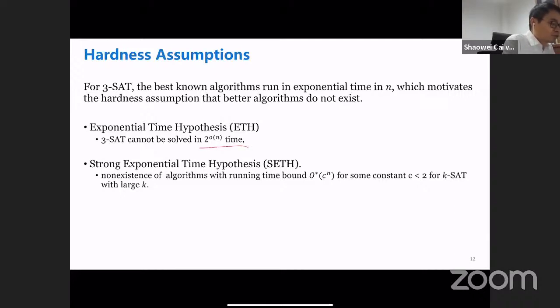And the strong version of this, SETH, means that we can't find an algorithm with this bound, where this star means that it suppresses the polynomial factor. So we can't find an algorithm with the bound c to the nth power, where c is a constant smaller than 2, for k-SAT with large k. So this is quite a negative result from the theoretical side.